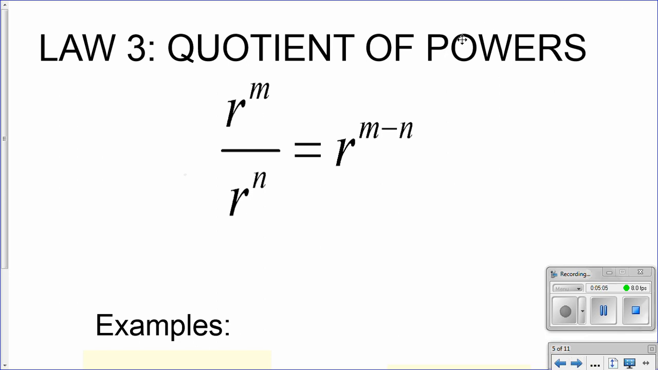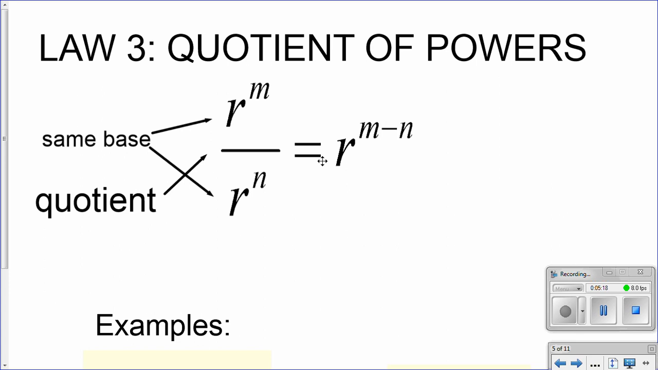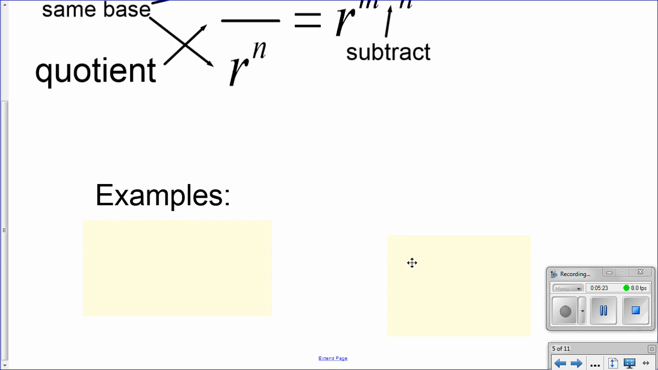Here we have a quotient of powers, so it's literally the quotient, the division, of two powers. When they are the same base, we subtract the exponents. So same base, quotient means you're dividing, so we subtract those exponents. Here's an example: 2 to the 7th over 2 to the 6th. You can multiply it out or figure it out in the calculator, but if you know it this way, same base, subtract the exponents. 7 minus 6 gives you 1. Anything raised to the first power is just that number.